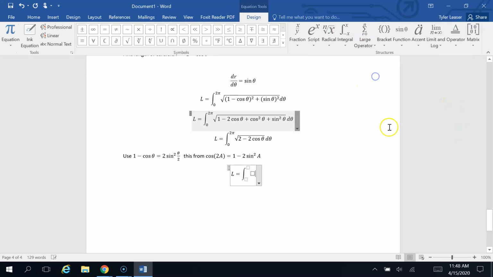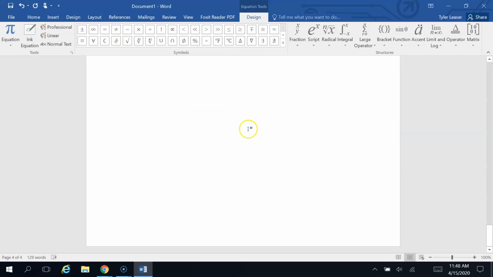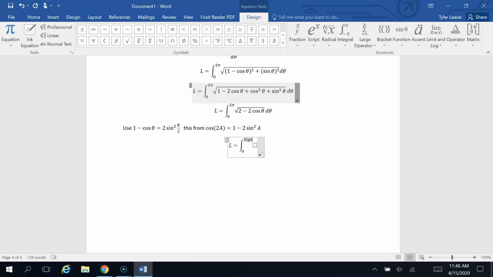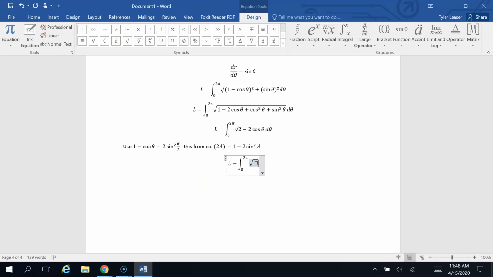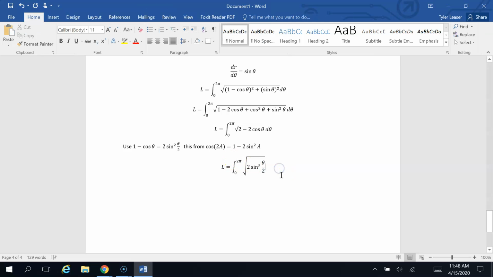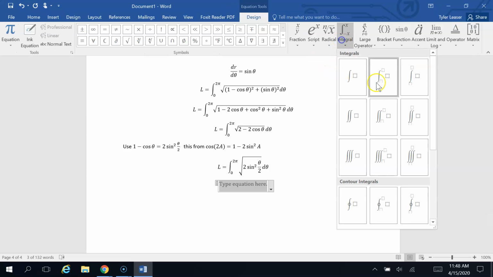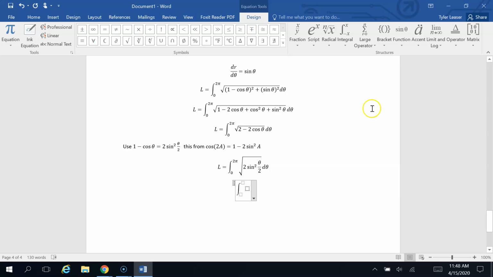Plugging that identity back into my integral now, still the integral from 0 to 2 pi. But now it's going to be the square root of this right-hand side here, 2 sine squared of theta over 2. And then we still have a d theta on the outside. All right. When we take the square root of both sides there, I'm going to just go ahead and factor out the square root of 2 to the front of the integral since it's a constant. And then the square root of sine squared, we're just going to go ahead and cancel out to just be a sine of theta over 2. Still with a d theta on the outside.